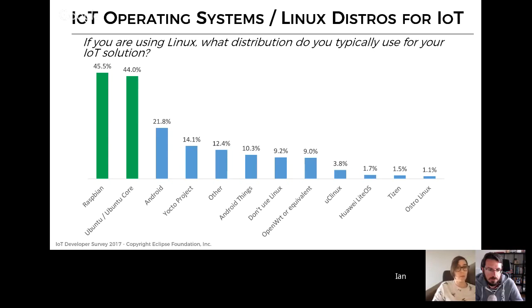I think Ubuntu is actually doing really well. I know Canonical has been spending a lot of time in IoT and pushing their solutions in IoT. And you can look down through Android, Yocto as being some of the other ones. Any surprise here, Benjamin?